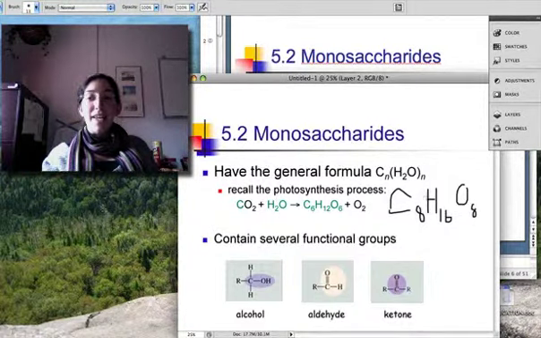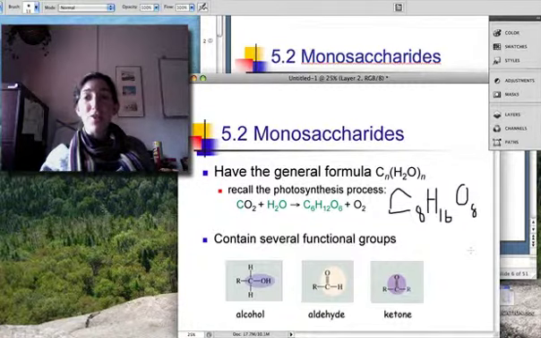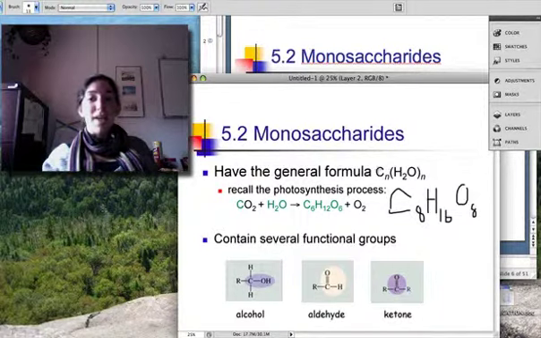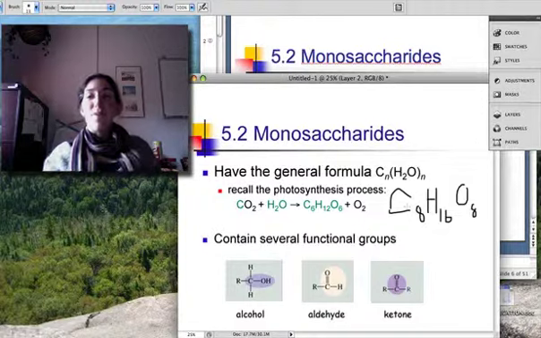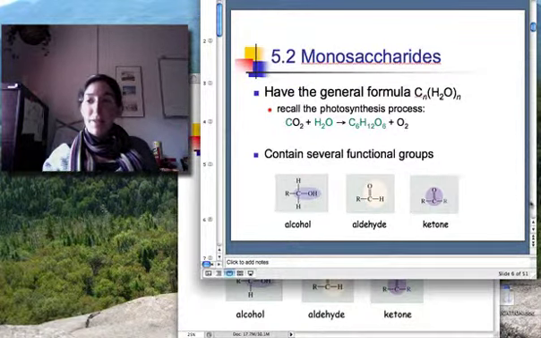So similarly, I could give you a problem that says, is C8H16O8 a monosaccharide? Is that a general formula for a monosaccharide? And you could work backwards and say, yes, it is. Essentially, it should be the same number of carbons and oxygens and twice as many hydrogens, okay? That is the general formula for a monosaccharide.